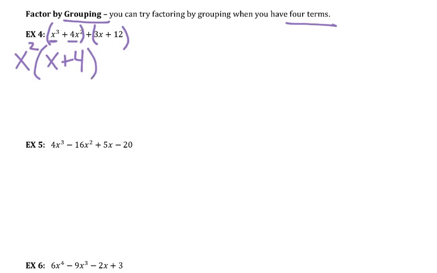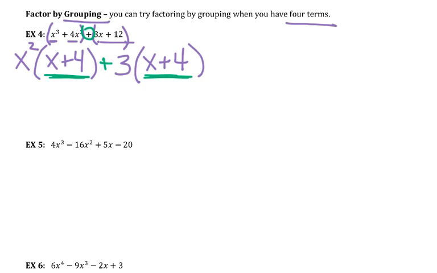Now I'm going to look at the next set of terms in parentheses and factor out the GCF. I'm also going to keep this plus sign in the middle. So the GCF of 3x and 12 is 3, so I factor out a 3, and I'm left with x plus 4. Now, if factoring by grouping will work, this should be identical to this. If they aren't identical, then something went wrong.